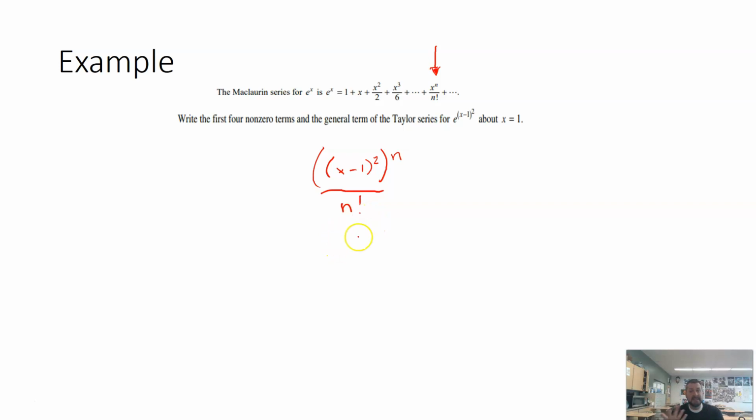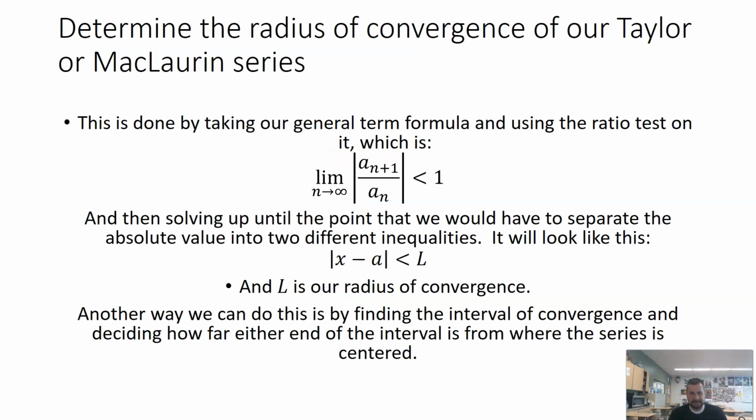And honestly, I could leave my answer like that for my general term in this problem, or I could have x minus 1 to the 2n over n factorial. Oops, n factorial. Either one of those work. That's not always the case. It's not always that easy to find the general term. Sometimes you really have to do some analysis. So we'll do some examples in class later, and hopefully those make a little bit more sense.